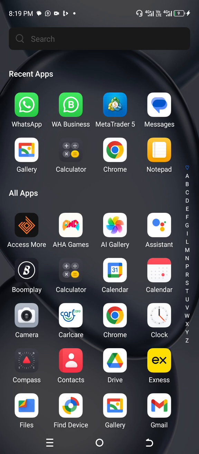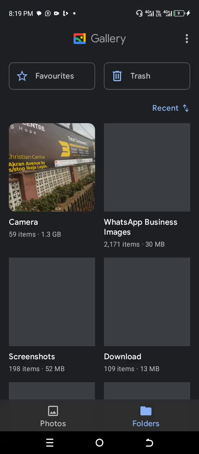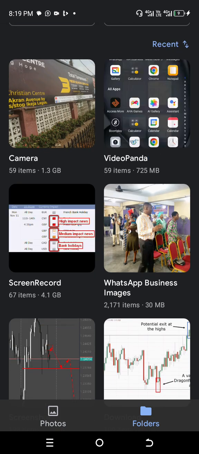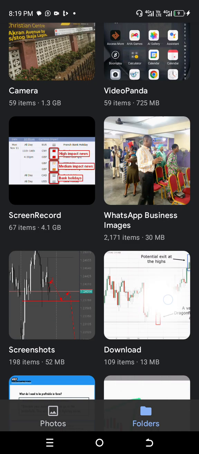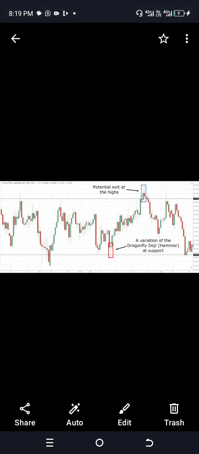Okay, let's look at something. I think I still have it. Okay, can you see this? This is a ranging market, the one we talked about in the previous video. Ranging, right? Price is ranging.